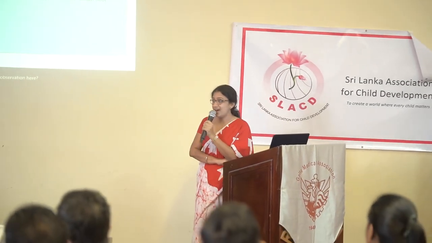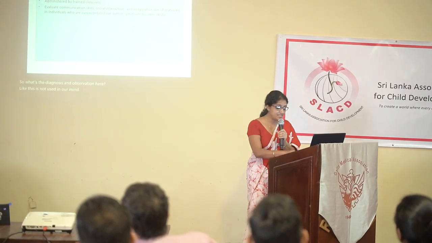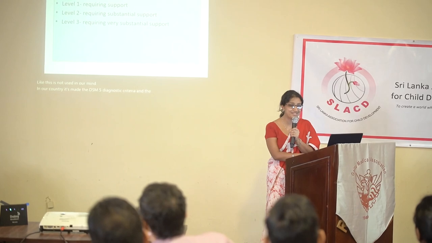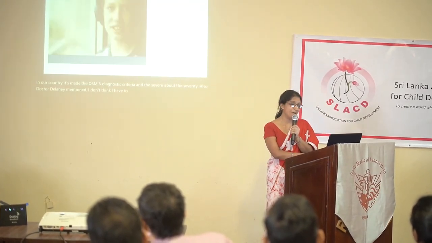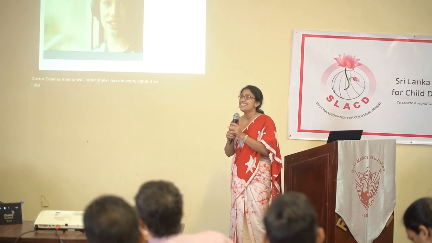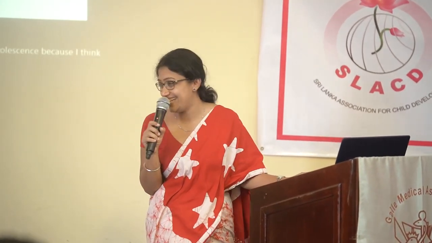So, the Autism Diagnostic Observation Schedule, second edition, is not used in our country. It is used in most countries, but in our country, it's mainly the DSM-5 diagnostic criteria and also the severity, which Dr. Dilini mentioned. I don't think I have to worry about it. So, I will focus mainly on the symptoms and signs of autism in adolescence because I think Madam wants me to mainly focus on that area.